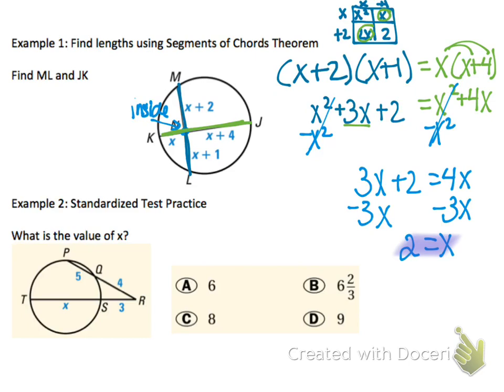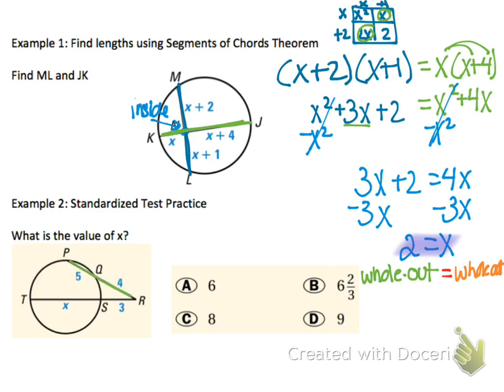And for example 2, this one has 2 secant segments. So this is again the part where we do whole times outside, whole times outside, and that's going to be equal to another whole times outside. Okay, so let's go ahead and do the green one first.